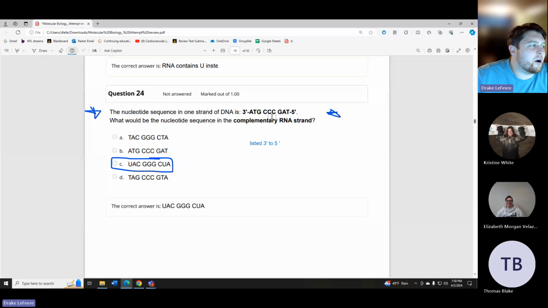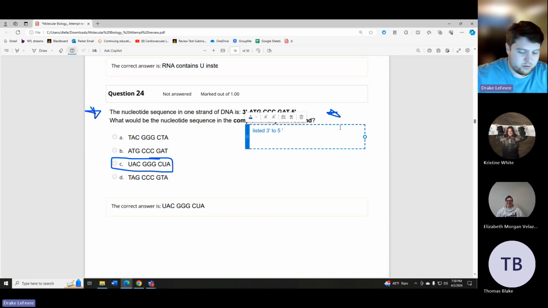So then it would still be like this answer, except it would be reversed. It would be AUC GGG CAU, like that.